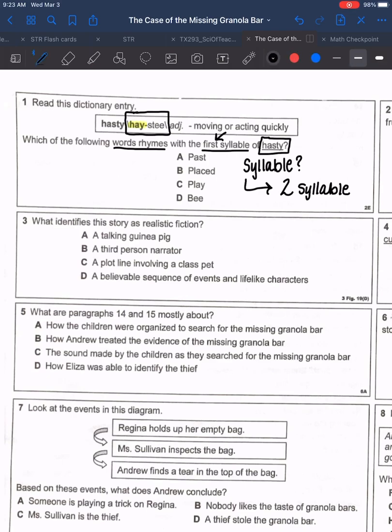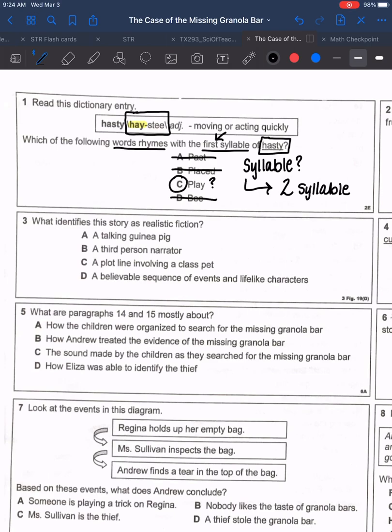So now we're going to go through our answer choices and see which one rhymes. So A, we have past. Hay, past. That doesn't really rhyme, so we're going to eliminate that one. Placed, hay. Nope. Play, hay. Yeah, that one might work, but we're going to keep trying just in case. Bee and hay. That one doesn't really work either.